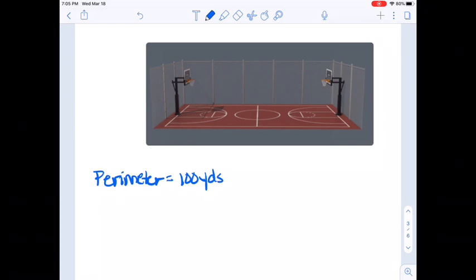Do you have enough information yet to help me figure out how much fence I need on this side? Not yet. Okay, but what if I told you that this fence is 20 yards? Well, if you know that this fence is 20 yards, what do you know about this fence? It's also 20 yards. Good. Because it's a rectangle and the opposite sides are equal. So we know the width is 20 yards.